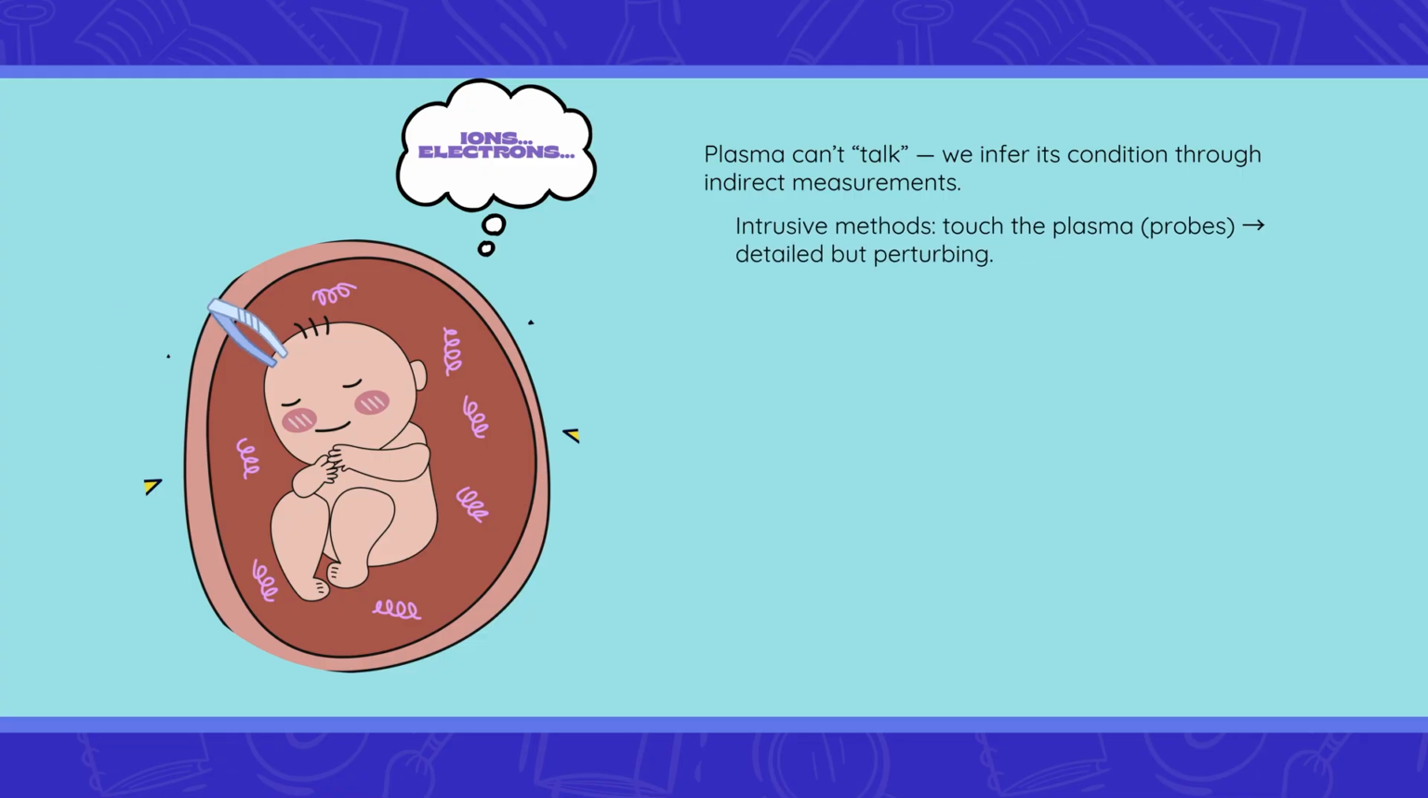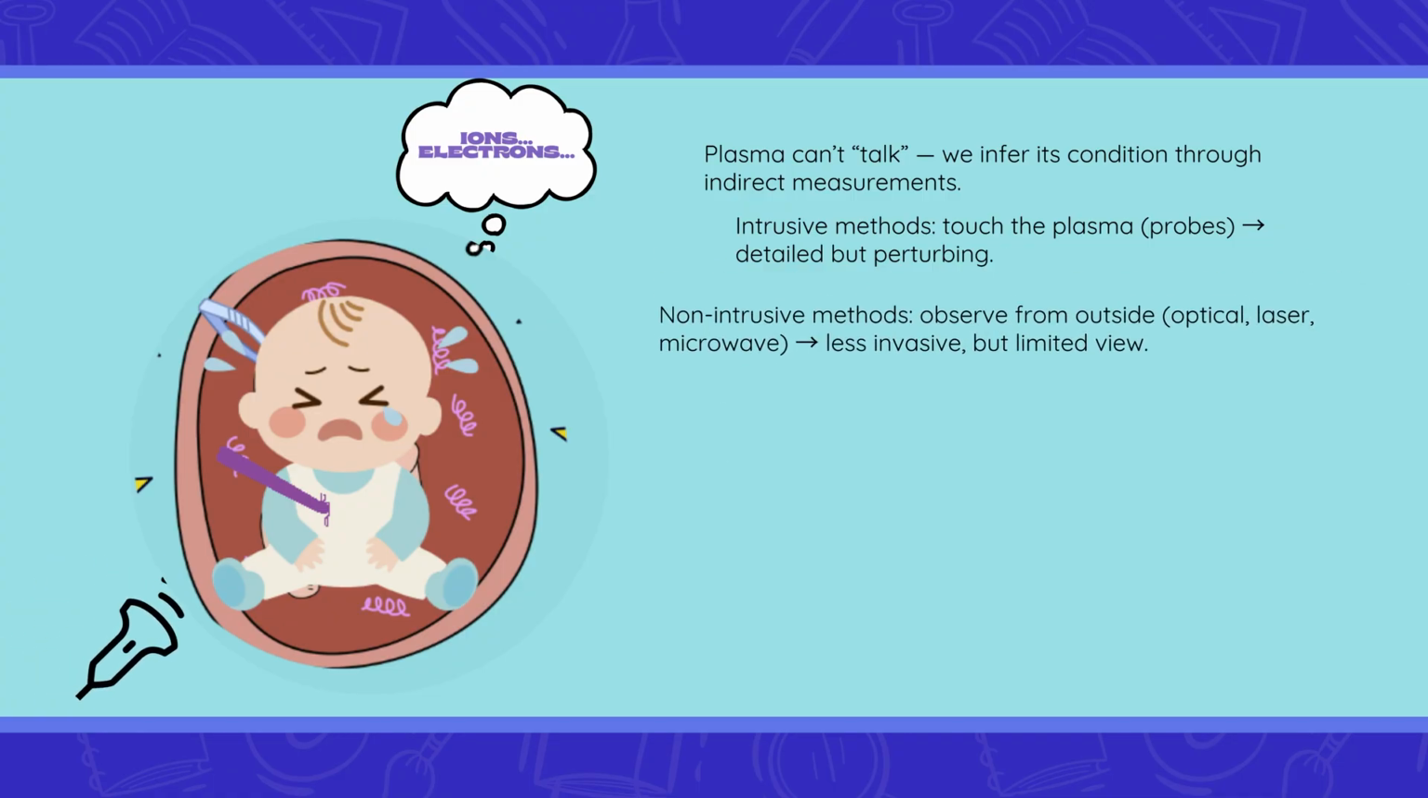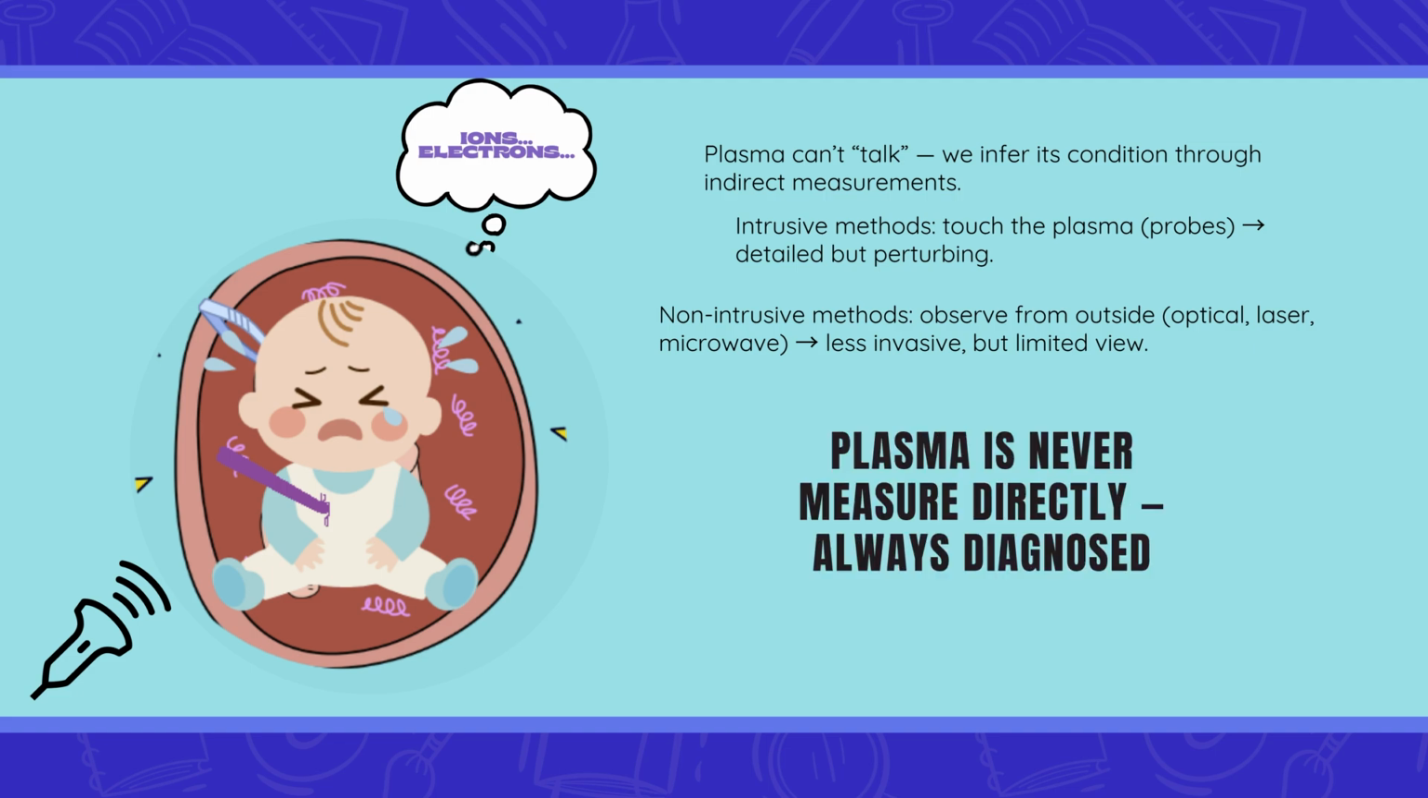You can poke it gently with a stick. That's a probe, an intrusive diagnostic. You'll get local, detailed information, but the baby might start crying or worse. That's plasma perturbation. Alternatively, you can use ultrasound to look inside without touching. That's like non-intrusive diagnostics such as laser scattering or microwave interferometry. But even with ultrasound, you don't see everything. You get a limited view, sometimes just an averaged snapshot.